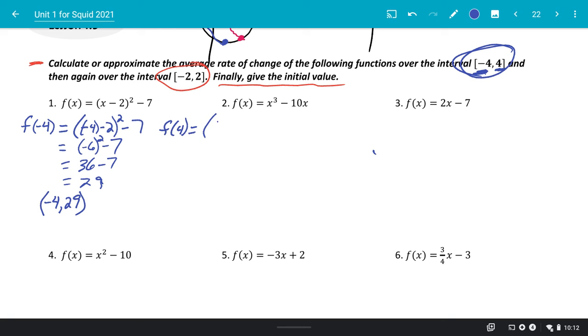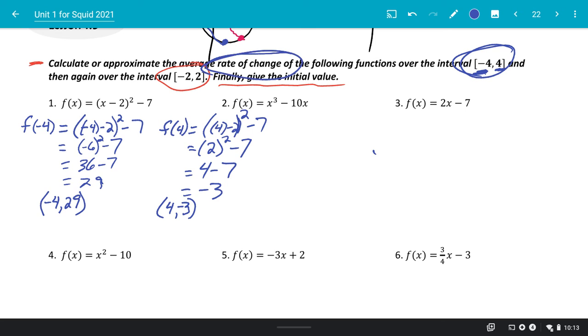Okay. 4 minus 2, quantity squared, minus 7. Well, 4 minus 2 is 2. 2 squared is 4. 4 minus 7 is -3. So I did all of that work just to find out that my ordered pair, my input is 4 and my output is -3. Yes? Now I have to find the rate of change between those 2 points.